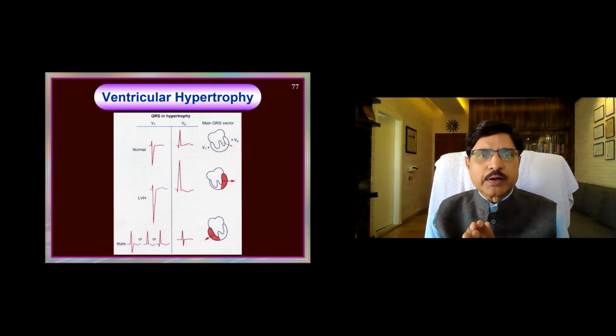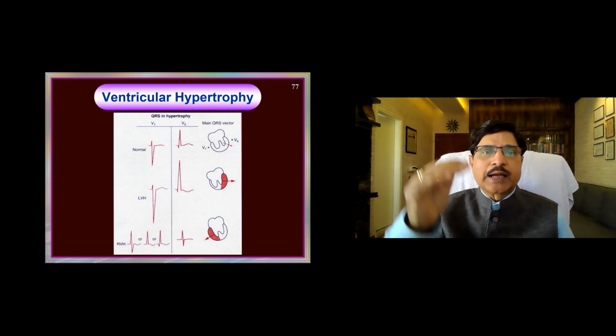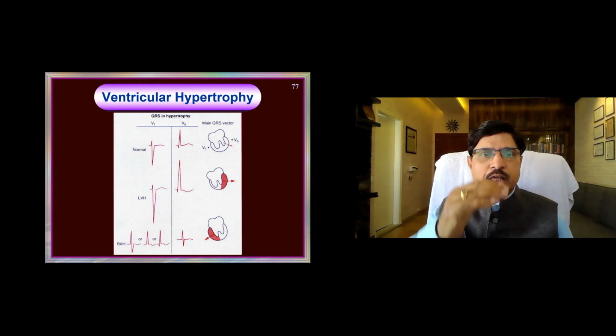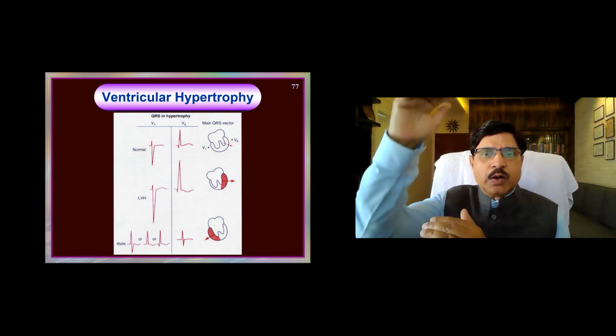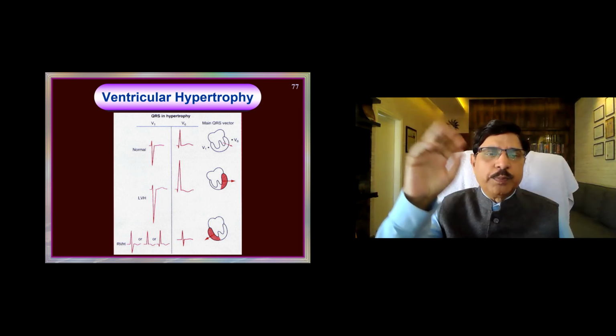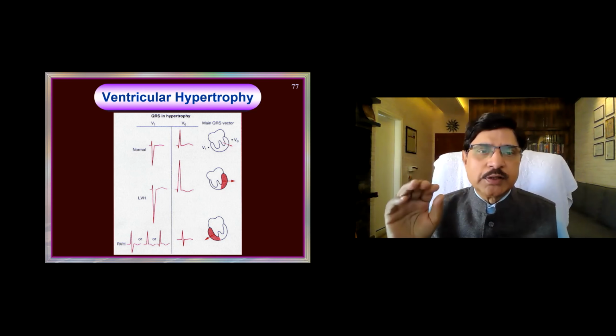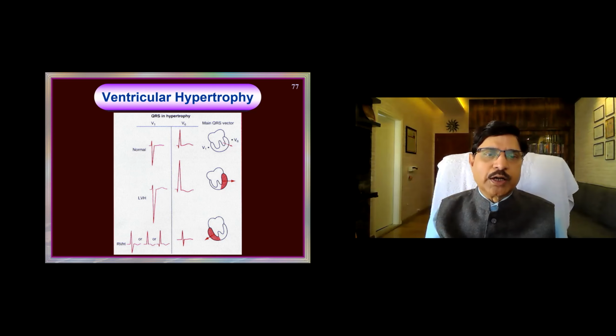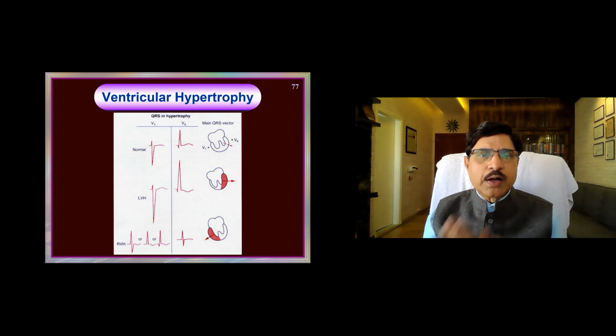Whereas in left ventricular hypertrophy, the same pattern is maintained but accentuated. V1 deep S wave, V6 tall R wave, and the total should be more than 35. We will come to that number. Whereas in right ventricular hypertrophy, the V1 lead normally should not have an R wave, but there is an R wave there. And V6 normally should not have an S wave, but there will be some amount of S wave.